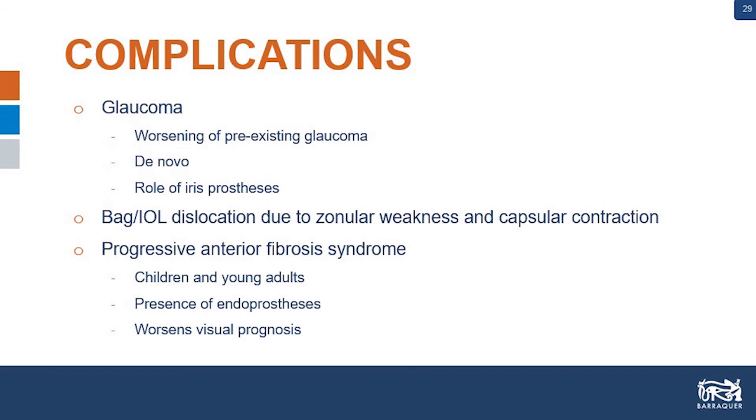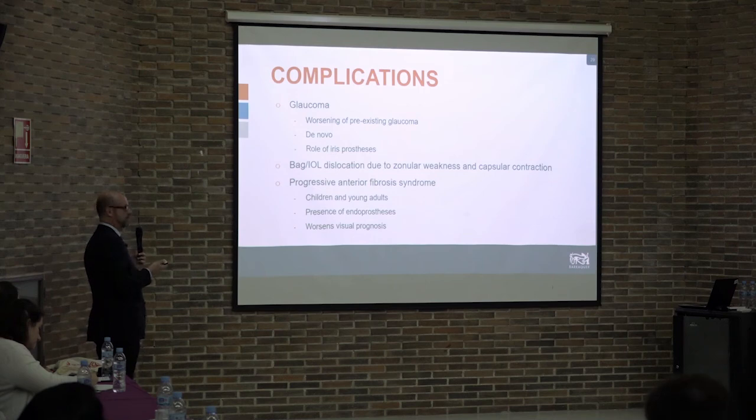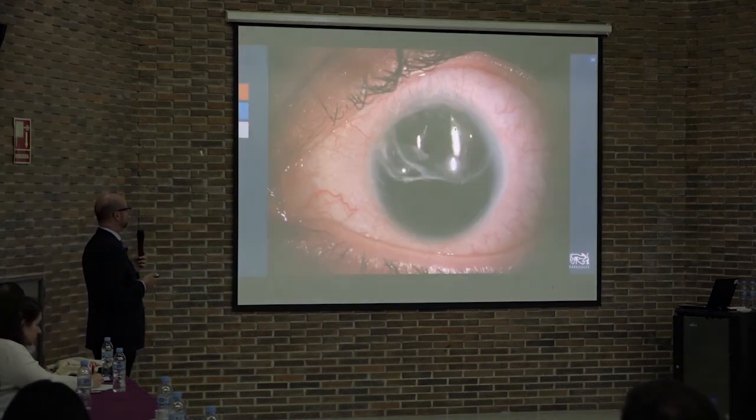We also have to know how the zonula is, because if it's very weak, the lens can dislocate. And also we have to know that in aniridia patients we have progressive anterior fibrosis syndrome, which is much more common in children and young adults. The presence of endoprosthesis can favor its appearance and worsen the visual prognosis.